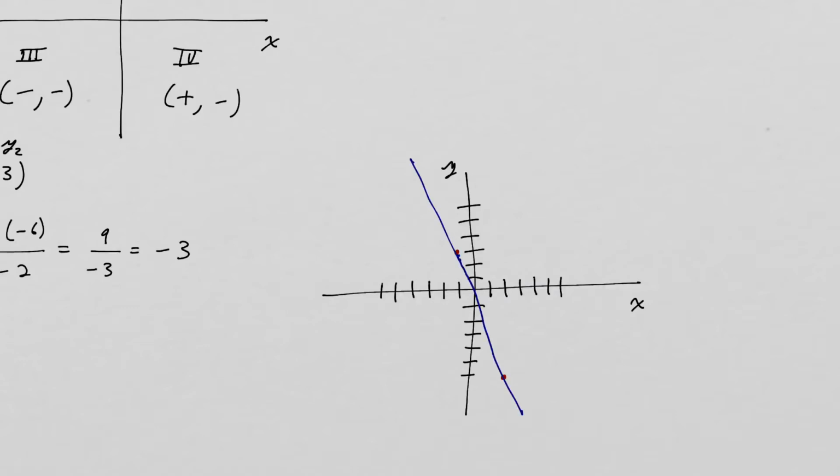Okay, so if you look at the answers, actually in this case you can get it just by looking at the slope, right? So the best answer is going to be D. The slope is negative 3, and that's the correct graph.